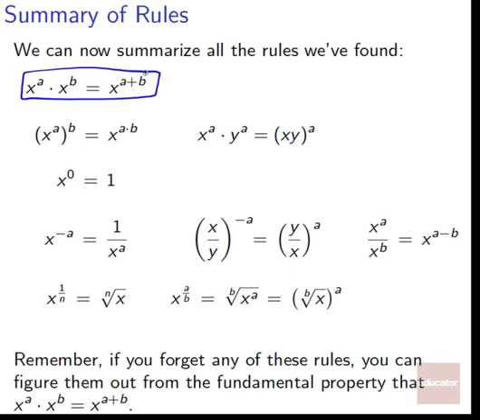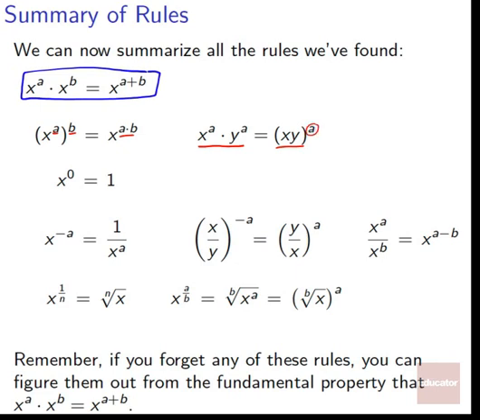From there, we are able to figure out all these other rules. x to the a to the b is equal to multiplying the two together. So if we've got two different exponents raised on one thing, it multiplies them together. If we've got x to the a times y to the a, we can combine that to just having xy to the a.